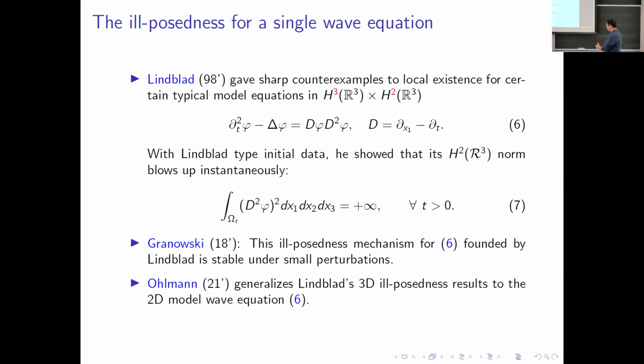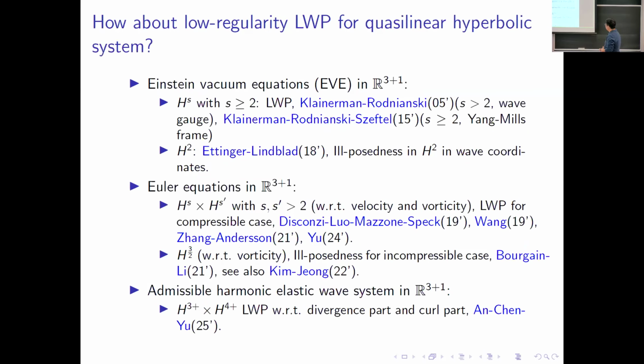A student of Krieger and Uhlmann actually generalized Lindblad's 3D ill-posedness result for the same equation 6 to the 2D case. He also proved the corresponding ill-posedness result in a fractional Sobolev space. We'll see this very soon. Okay, and then how about the other part, which is the low regularity local ill-posedness part?